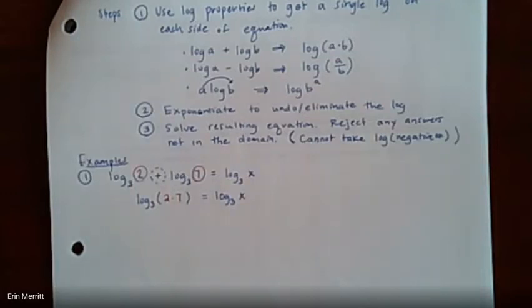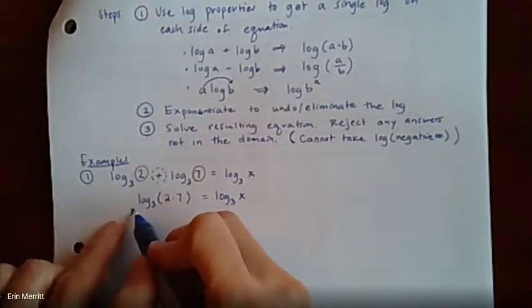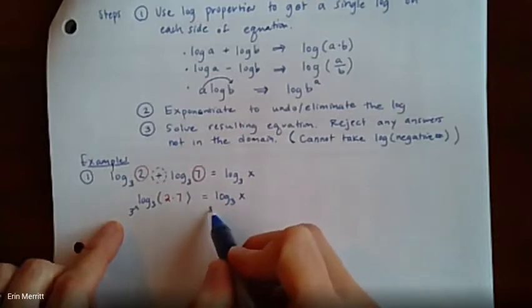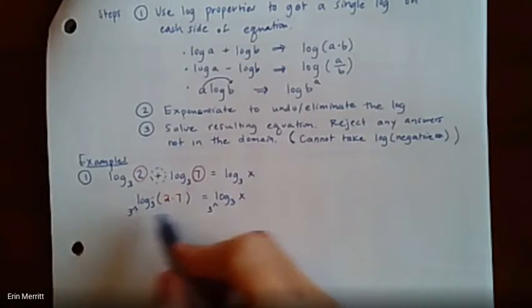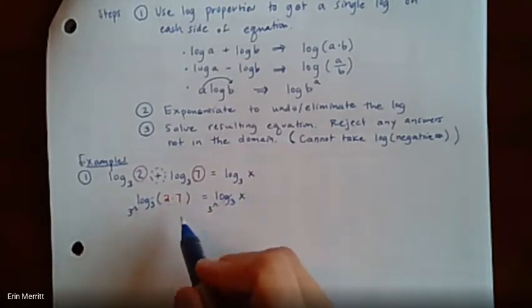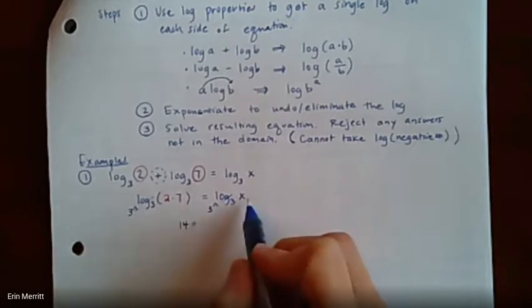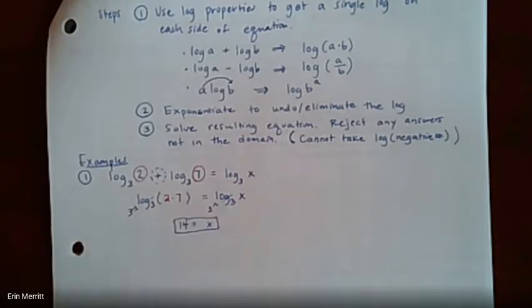So that's step 1. Step 2, exponentiate to get rid of the log. Here, the base is 3. So I'm going to do 3 raised to the left-hand side, and 3 raised to the right-hand side. That effectively cancels the log on both sides. And then what I'm left with is just 2 times 7, which is really 14, equals the x from over here. Ta-da! Done.